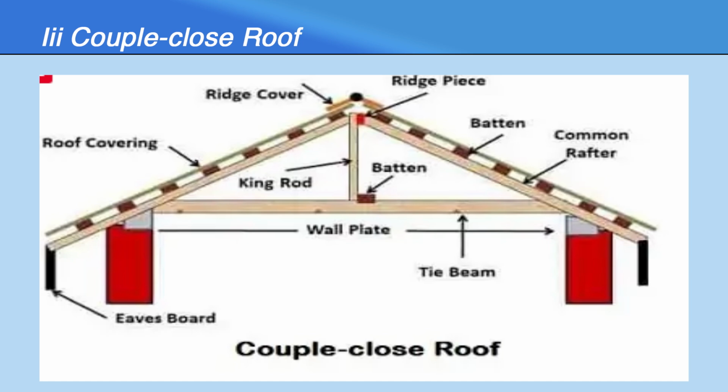For spans exceeding this, a vertical rod known as a king rod may be used in between the ridge piece and the tie. This prevents the sagging of the beam. This photograph shows the couple close roof, in which a tie beam is provided and a king rod is also provided vertically, and the above material is the same as a couple roof. So it will help to reduce the thrust.